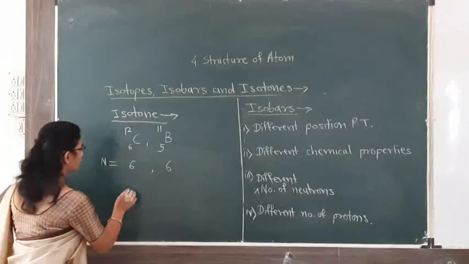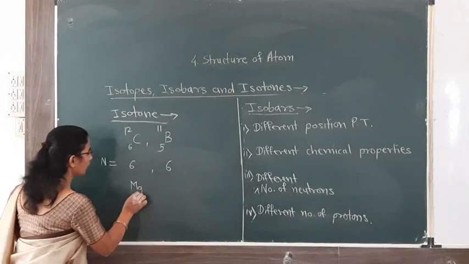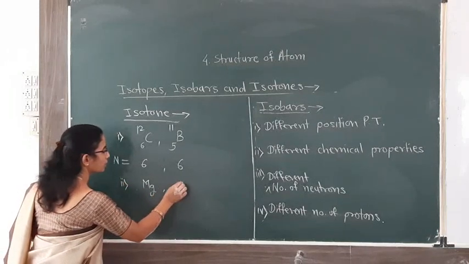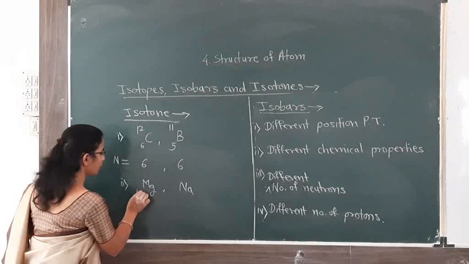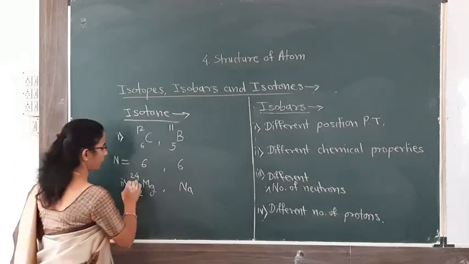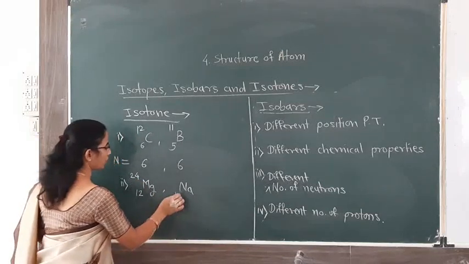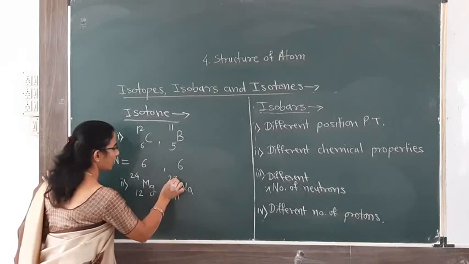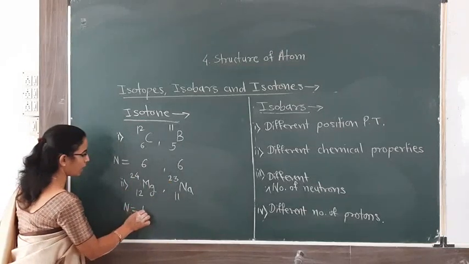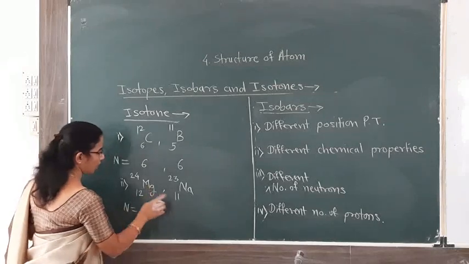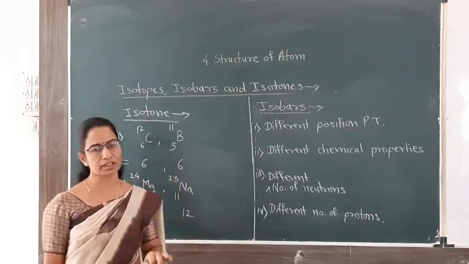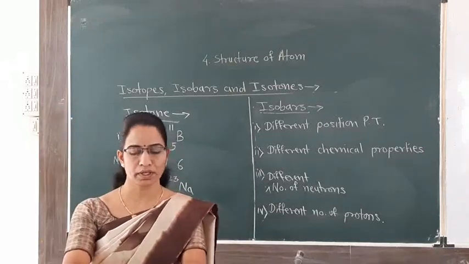More examples you can see. Another example, that is of magnesium and sodium. See here, magnesium is having atomic number 12 and its mass number is 24. Similarly, sodium is having atomic number 11 and its mass number is 23. So from this representation you can count the number of neutrons as 12. So sodium and magnesium, these are also isotones of each other.